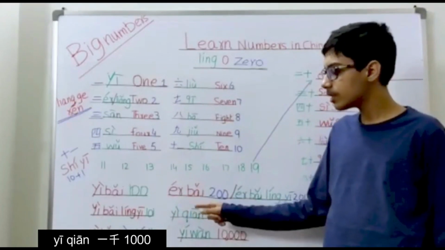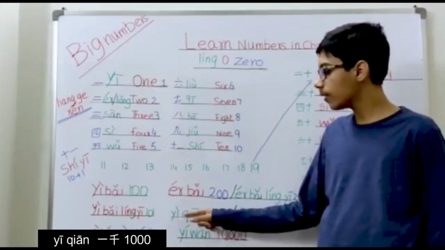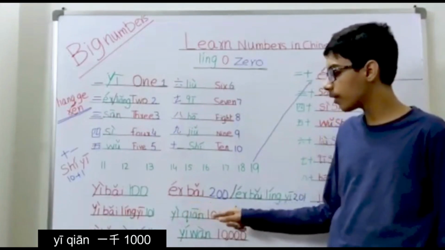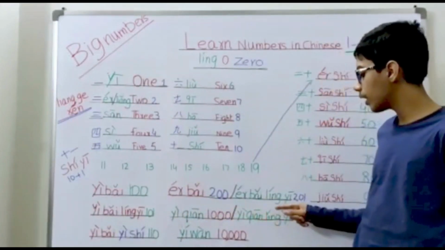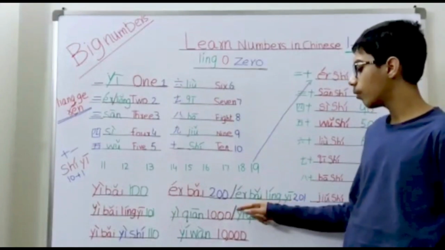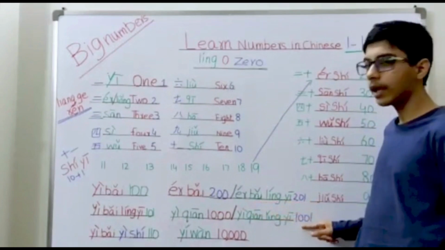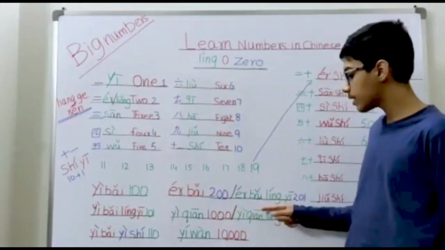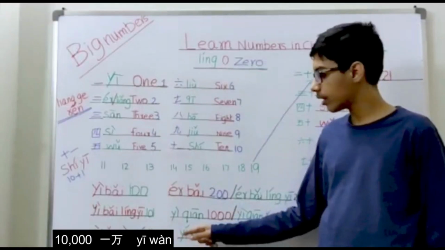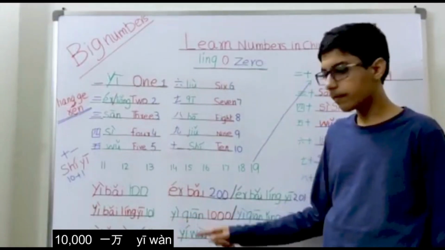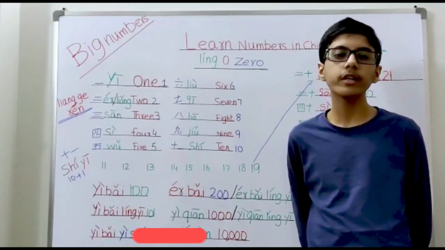Qiān means 1,000. Yī qiān means 1,000. Yī qiān líng yī means 1,001. Now last, yī wàn means 10,000. Well, yeah, okay, that's all.